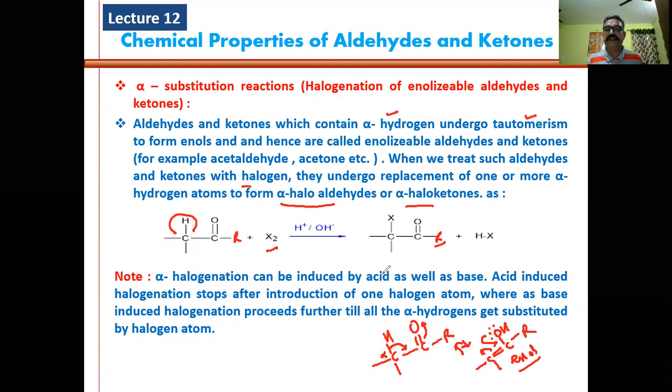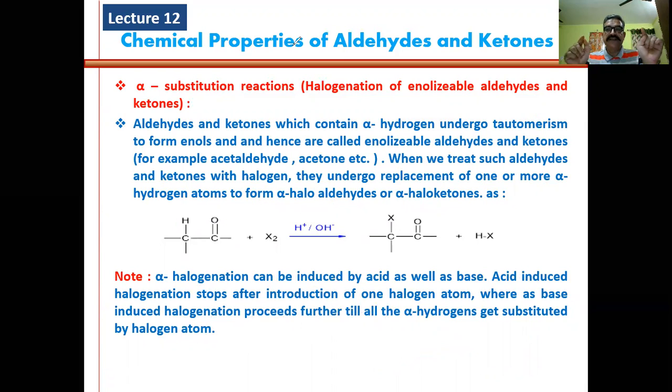Alpha halogenation can be induced by acid as well as base. Acid-induced halogenation stops after introduction of one halogen, whereas base-induced halogenation proceeds further till all the alpha hydrogens get substituted by halogen atom. Let us explain in detail. Acid catalyzed alpha halogenation stops at monohalogenation, whereas base-induced alpha halogenation of enolizable ketones goes on till all alpha hydrogen atoms get substituted by the halogen.